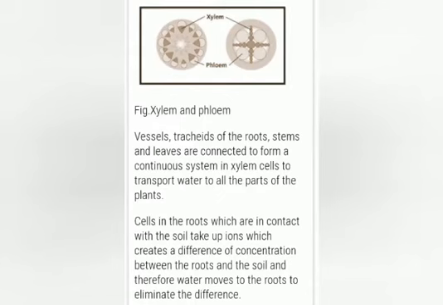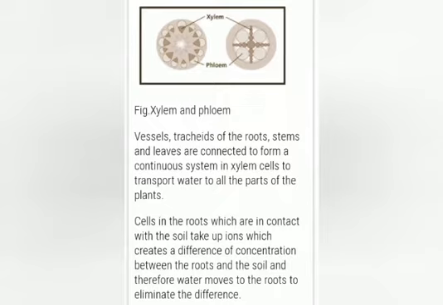Xylem vessels and xylem tracheids of the roots are the components of the xylem. So xylem vessels and xylem tracheids of the roots, stems and leaves are connected to form a continuous system of xylem cells to transport water to all the parts of the plants.